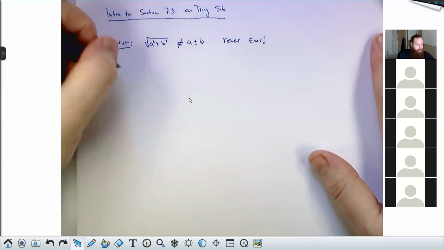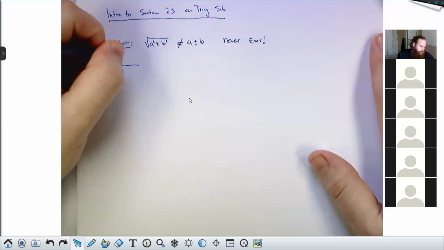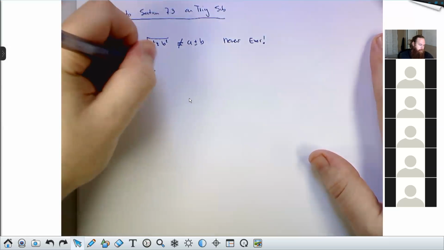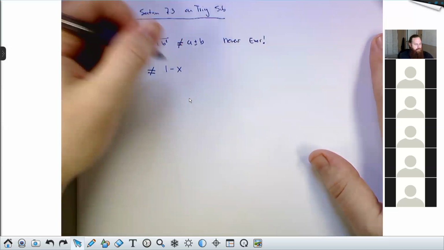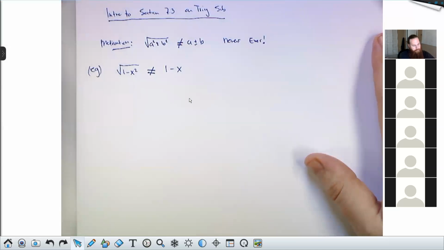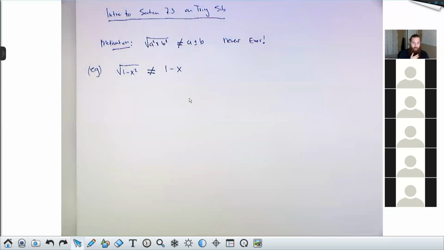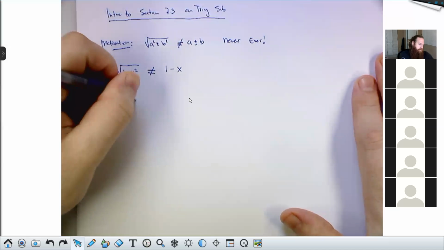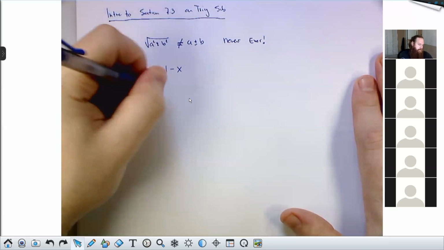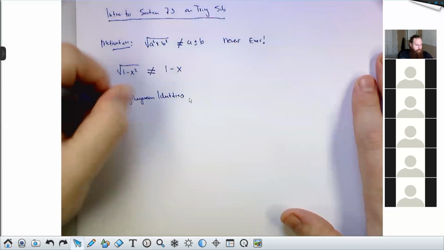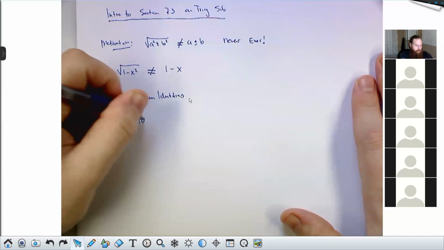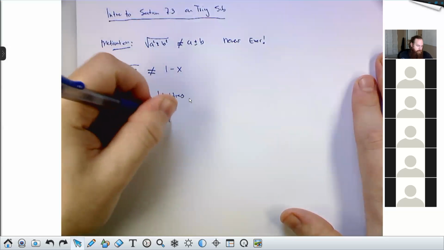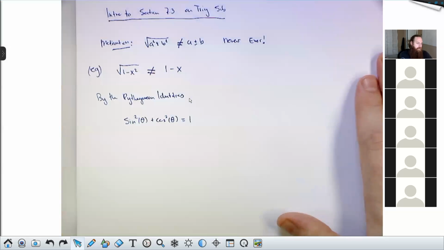So if we want to integrate something like the square root of 1 minus x squared, I cannot begin by saying that that is 1 minus x. So what can I do? The Pythagorean identities, like sine squared theta plus cos squared theta equals 1, give us a hint as to how we can handle stuff like that.